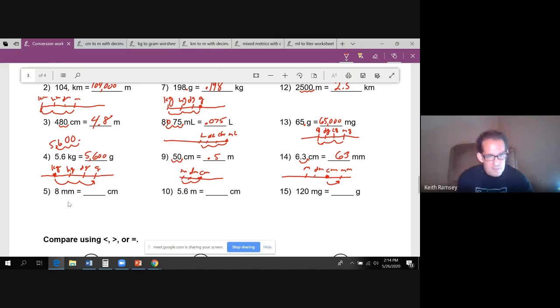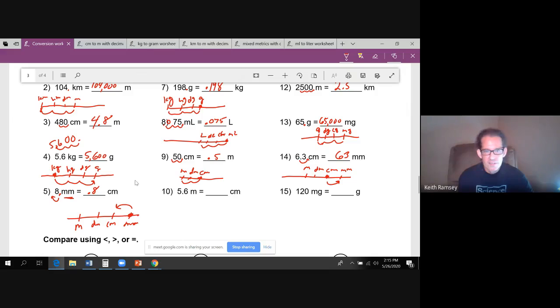For number 5, I have 8 millimeters, and I'm going to centimeters. Which direction am I going to move my decimal? This way on my chart. So here's milli. Here's centimeter. Decimeter. Finally, here's a meter. Where am I? I'm at milli. And I'm moving my decimal 1 step to centi. I'm moving it this way 1 step. So I'm going to put my decimal right here, 8.0. Now I'm going to move it over to here. So this becomes 0.8 centimeters.